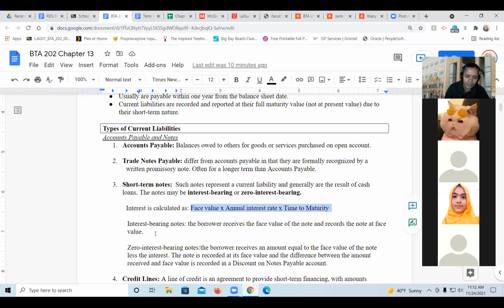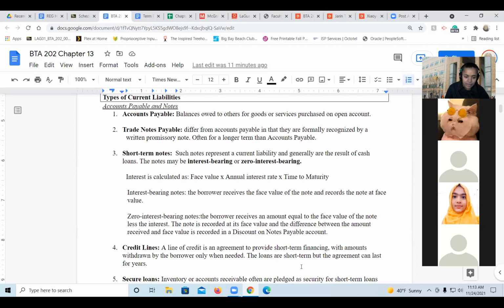And so when you borrow with an interest bearing note, you receive the face value of the note. That's going to be the amount of your liability. But when it's a zero interest bearing note, you receive an amount that is less than the face value of the note. And I'll do 2 examples with you here in a second. And the note is recorded at face value, but the difference between the cash that you actually receive and the face value of the note is a discount on notes payable account. All right, so the discount account is what becomes interest expense.